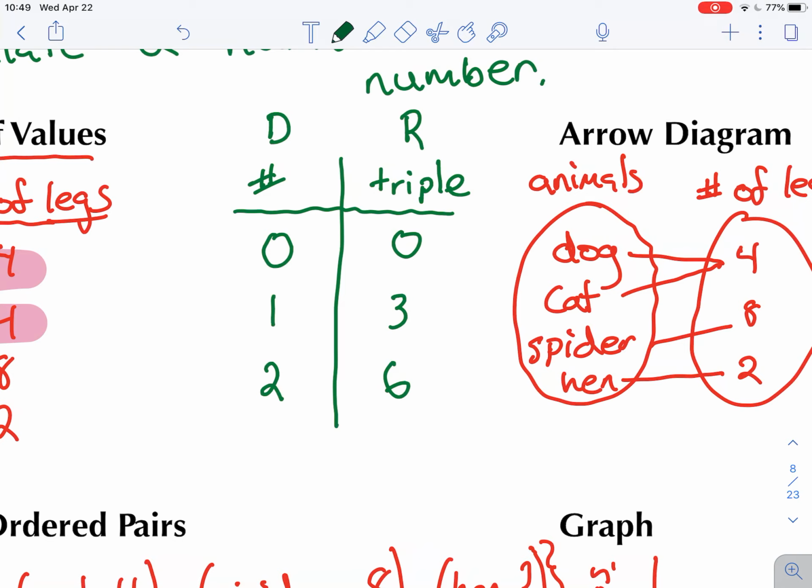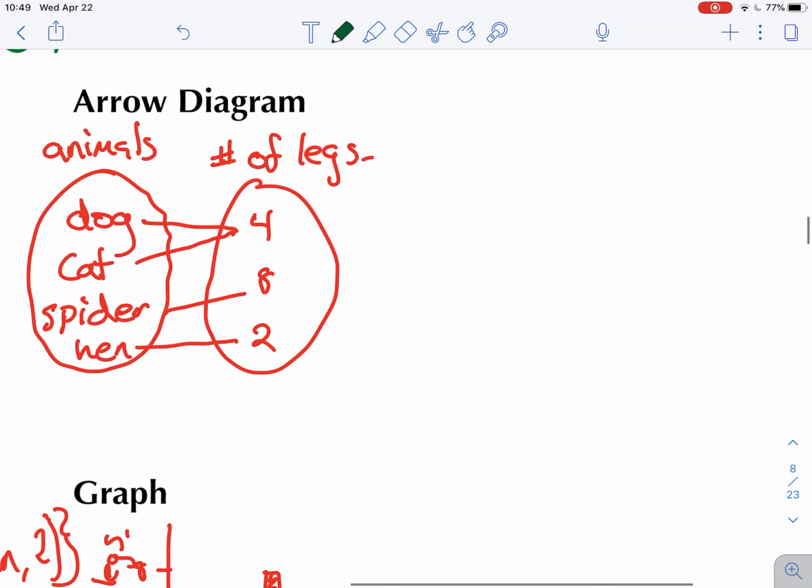My first column is our domain. My second column is my range. Now I could choose more numbers to go in this relation. In fact, all the numbers can go in this relation. But for the sake of time and writing space, we're only going to choose 3.